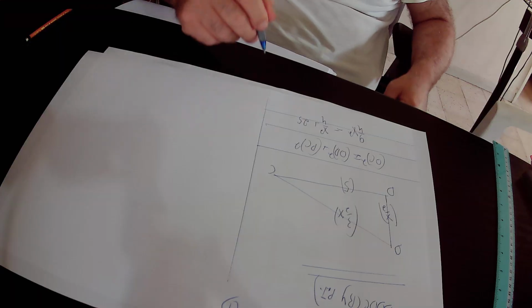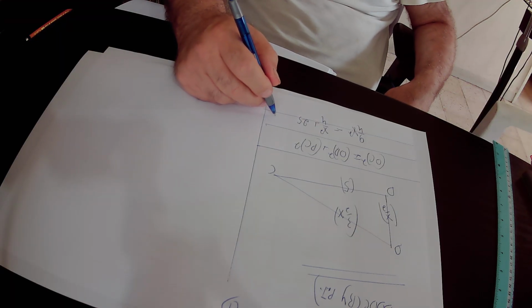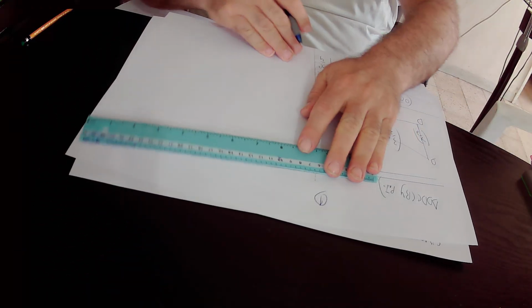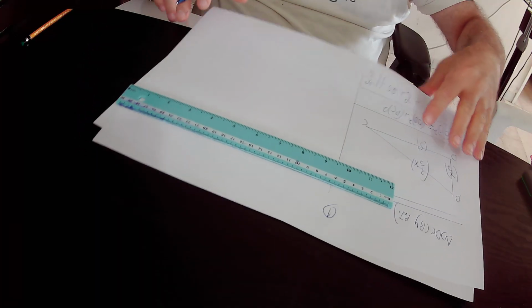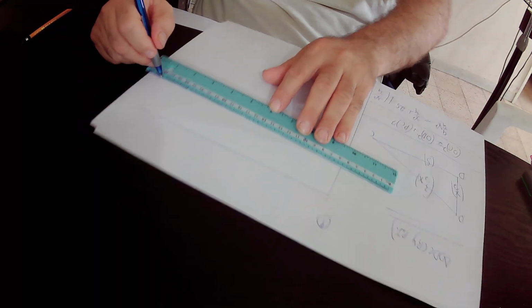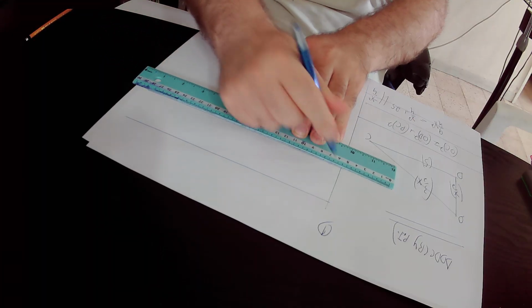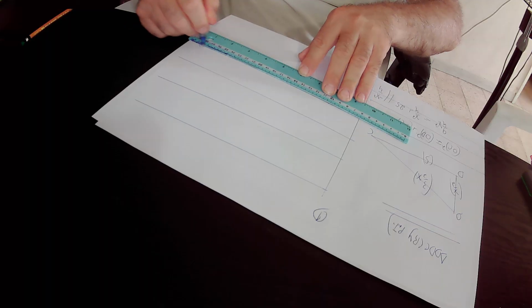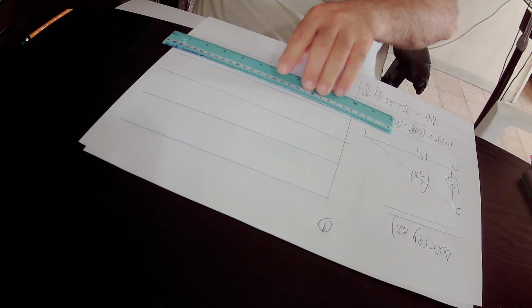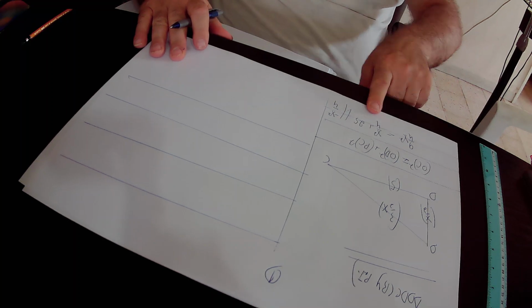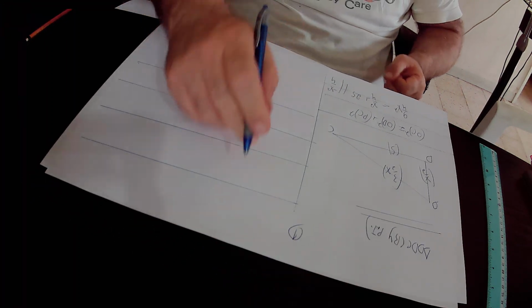Here we subtract x squared over 4 from this equation, and we get that 9/4 x squared minus 1/4 x squared equals 8/4 x squared.